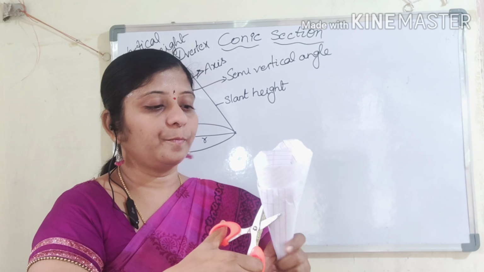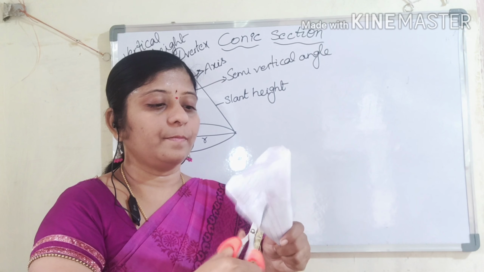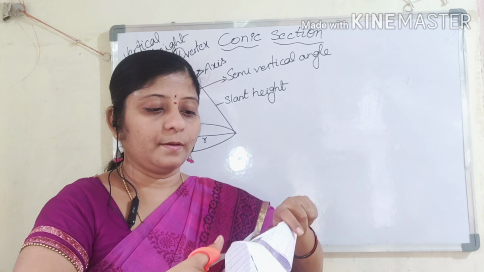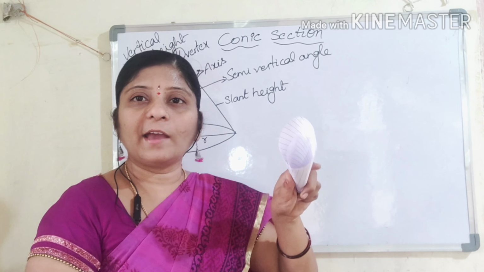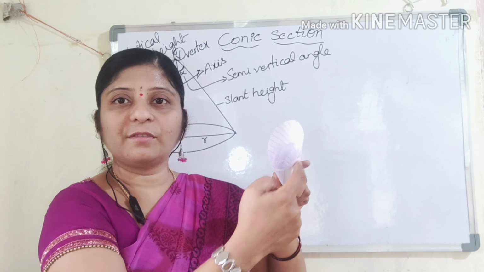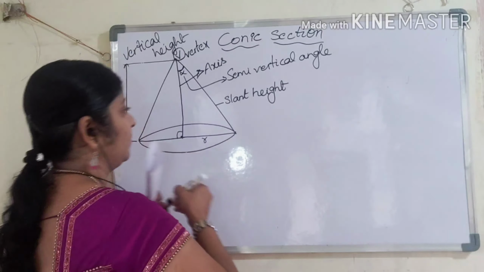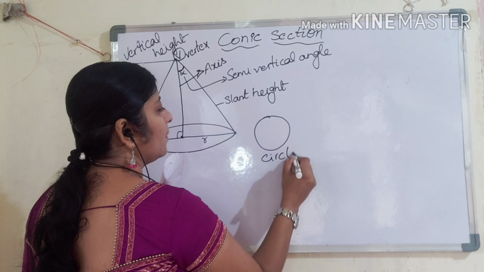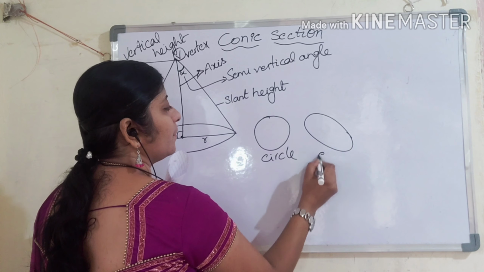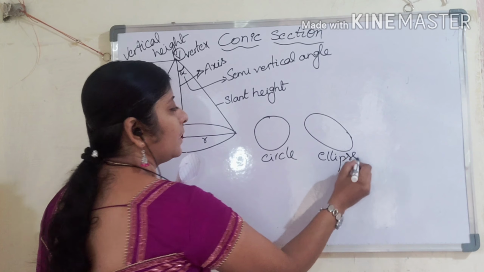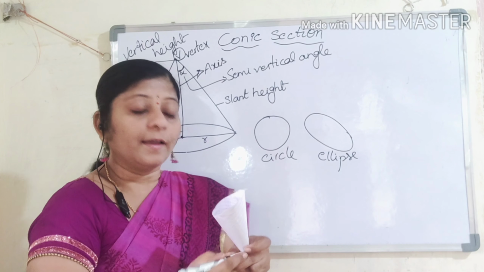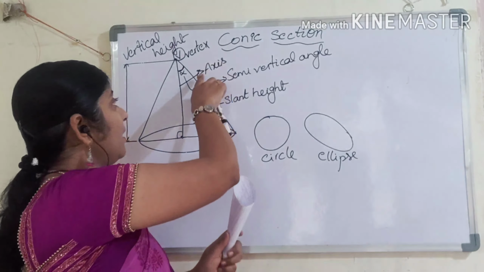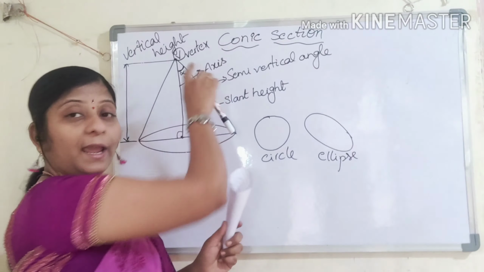Let us see. Here I have cut this one. This will be an ellipse. That means the circle looks like this, and this is the ellipse. And this is a generator, or we can say this will be the axis.